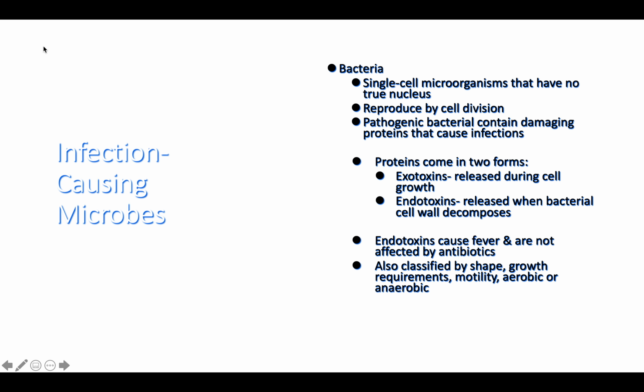So they're single cell microorganisms that have no true nucleus. They reproduce by cell division. Pathogenic bacteria contain damaging proteins that cause infections. And then the proteins come in two forms, which we just talked about a little bit: exotoxins and endotoxins. Endotoxins, again, will cause a fever, and they're not affected by antibiotics. They're also classified by shape, growth requirements, motility, aerobic or anaerobic, and hence the gram-negative and gram-positive.